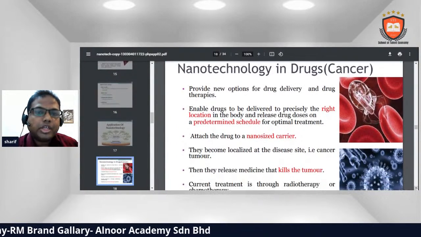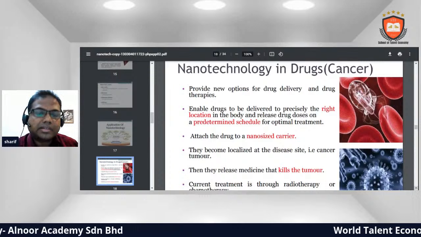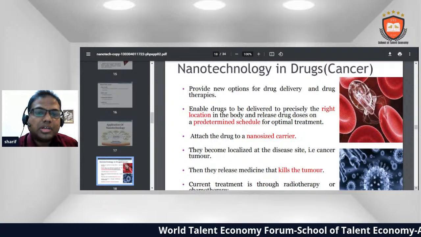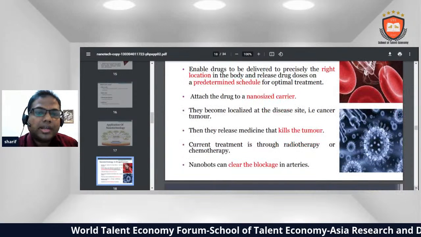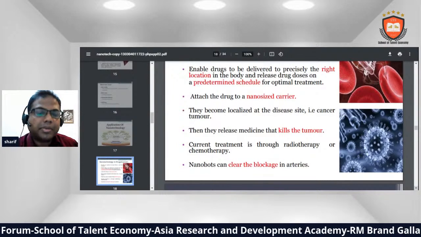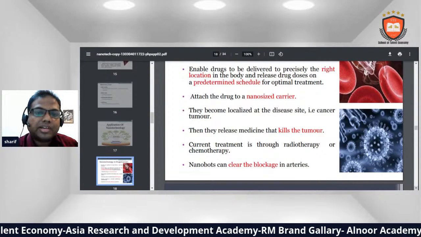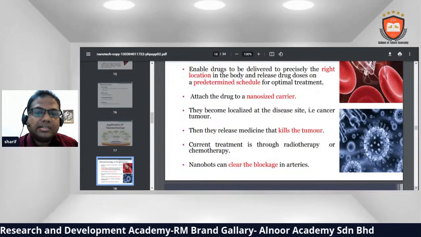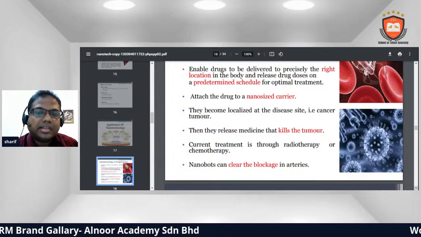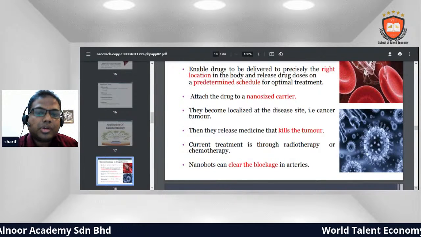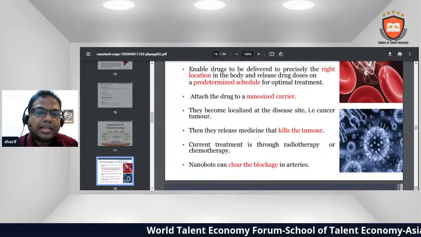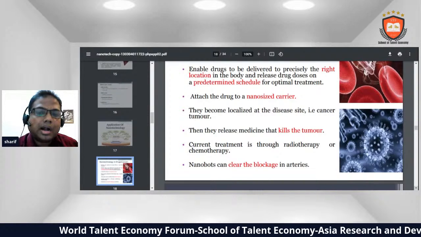Nanotechnology in drugs provides new options for drug delivery and drug therapies, enabling drugs to be delivered to precisely the right locations in the body and released on a predetermined schedule for optimal treatment. Attach the drug to a nanosized carrier. They become localized at the disease site, such as cancer tumors. They release medicine that kills the tumors. Current treatment is through radiotherapy and chemotherapy. Nanobots can clear the blockage in arthritis.